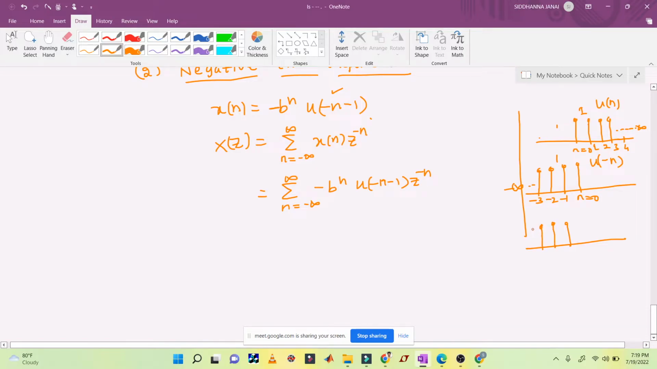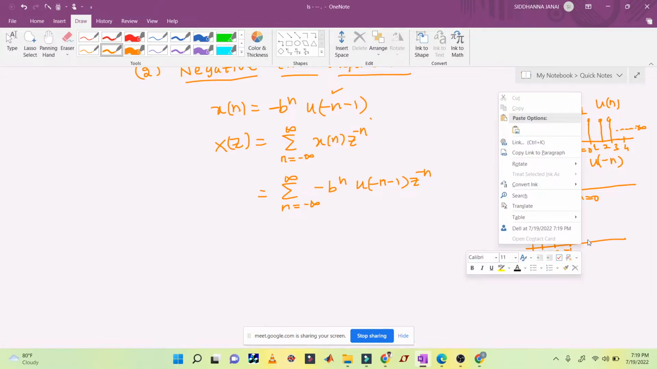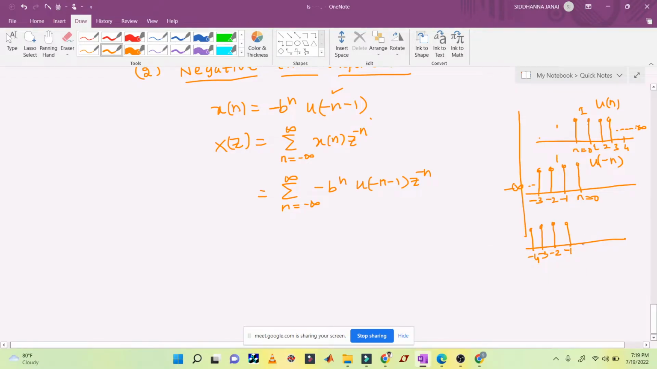Minus 1, minus 2, minus 3, minus 4, and here it is 0. Give me a second. So this is at 0. This sequence I will call u of minus n minus 1. And what are the limits of this sequence? Limits of this sequence.